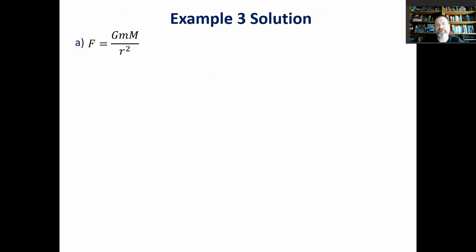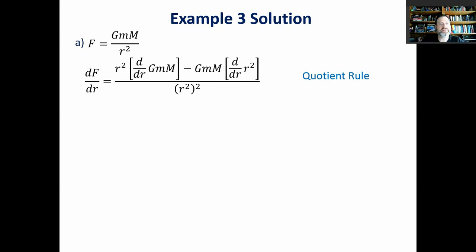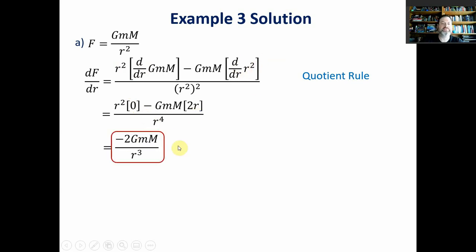So there's our formula for the force. We're just going to take the derivative with respect to r. Of course, it's the quotient rule because our independent variable is in the denominator again. This one's really similar to the previous problem, right? This is a constant, so this is 0. Derivative of this is just 2r. And then you just simplify this expression, and you get negative 2G little m big M over r cubed.